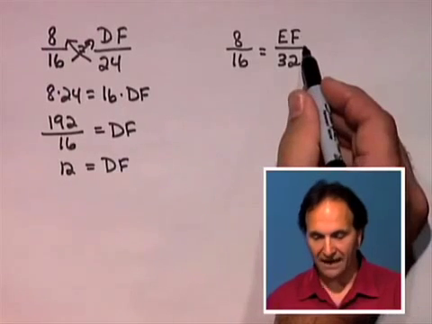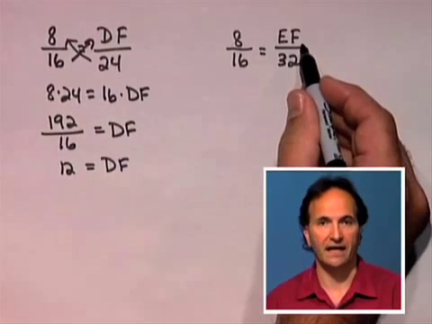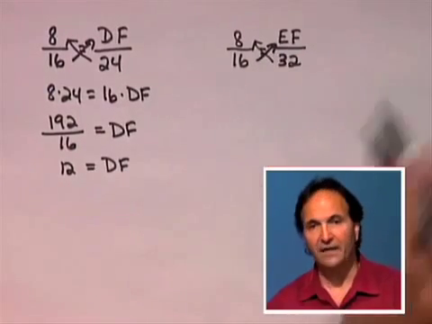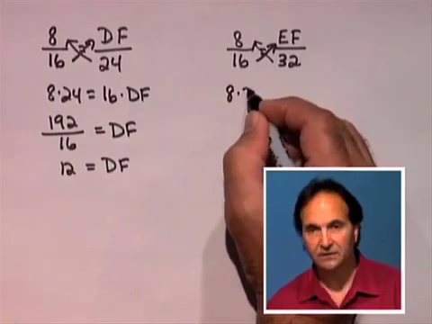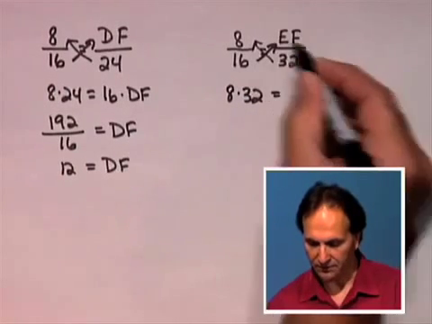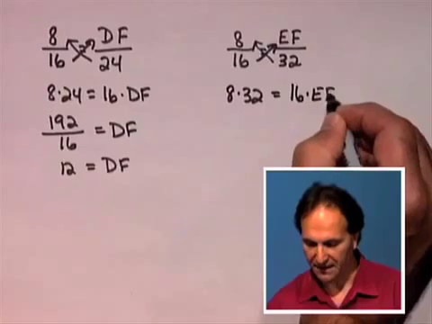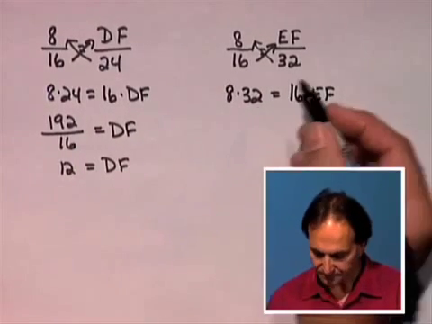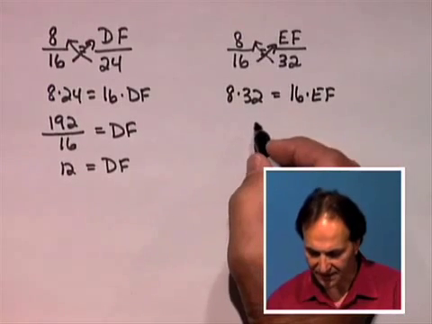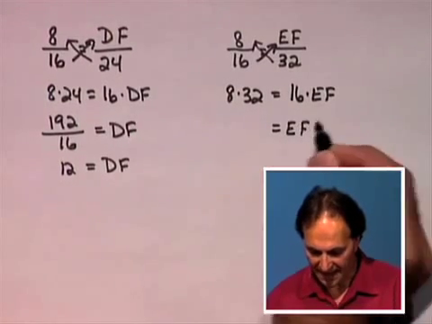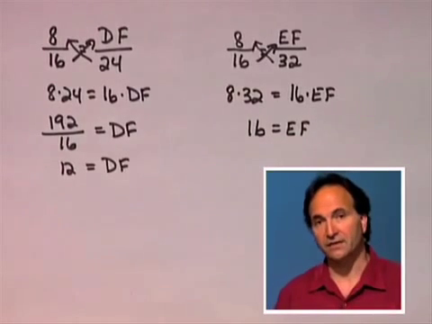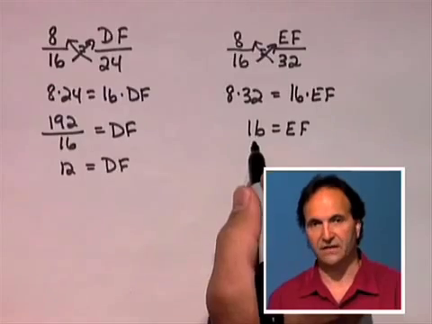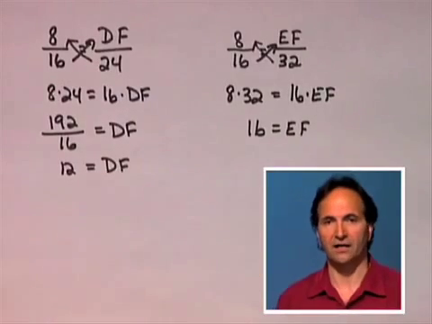Let's do the same process to find the length of EF. We'll cross multiply. That yields 8 times 32 equals 16 times EF. Multiplying the 8 times the 32 and then dividing that by 16 will give us that EF is equal to 16. And therefore, the length of EF is equal to 16. We found the two unknown sides.